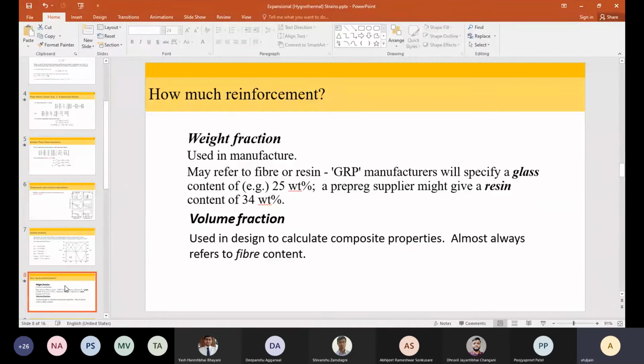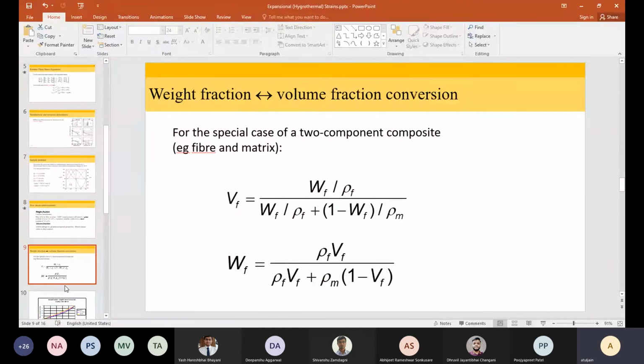So if you buy a material, it's unlikely that you will be able to say, I want a composite material with this volume fraction. Most likely the material supplier wants the weight fraction, not the volume fraction. And how to go from weight fraction to volume fraction? You can use a formula like this. If the density of the fiber and the matrix is known, and if the volume fraction is unknown but the weight fraction is known, you can calculate it, and vice versa. This is true for a two component system, that is, there is fiber and matrix.